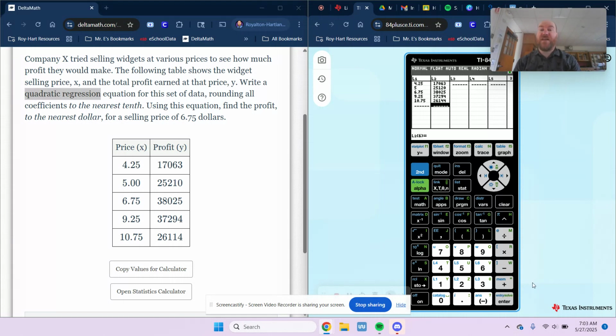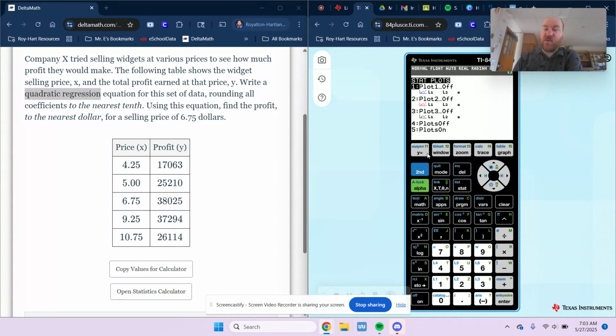All right. So now that we've put in all the data, we're going to quit this screen by doing second, then the button next to quit. Now, before I show you how to do this, I want to see what this data looks like. So we're going to look at the data by doing second, y equals, and we're going to turn on plot number 1. And it's going to ask what type of plot do we want. We want a scatter plot.